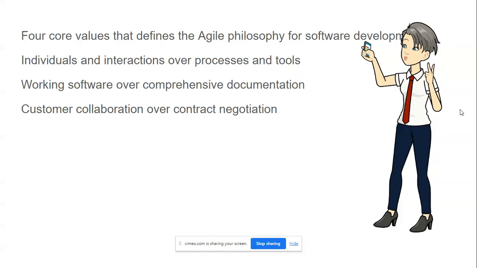Customer collaboration over contract negotiation. That's another powerful one. One of the key core values is customer collaboration. The customer's collaboration is a key factor. You understand? And the next one she gave was responding to change over following a plan. So what does that mean? In the course of the development of that software, there will be changes happening within the development.